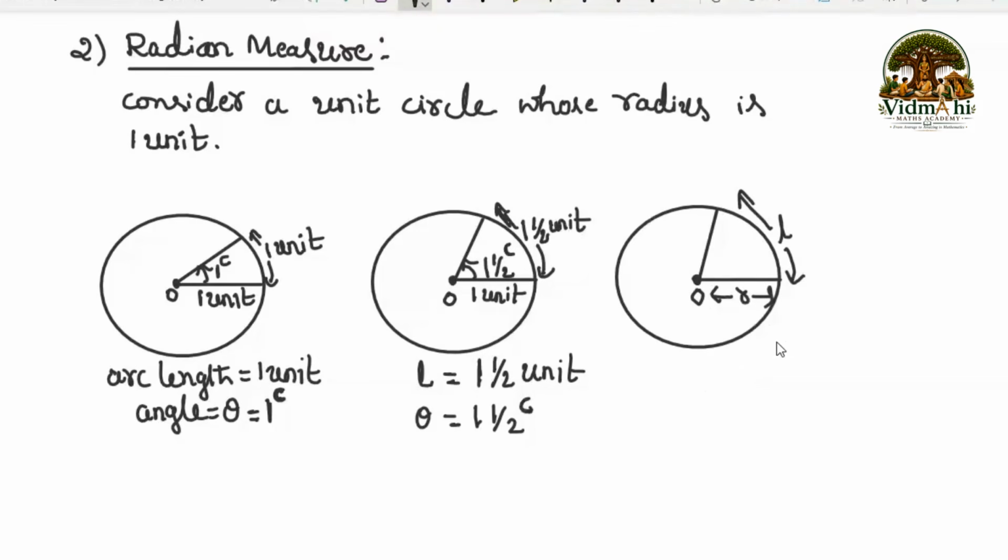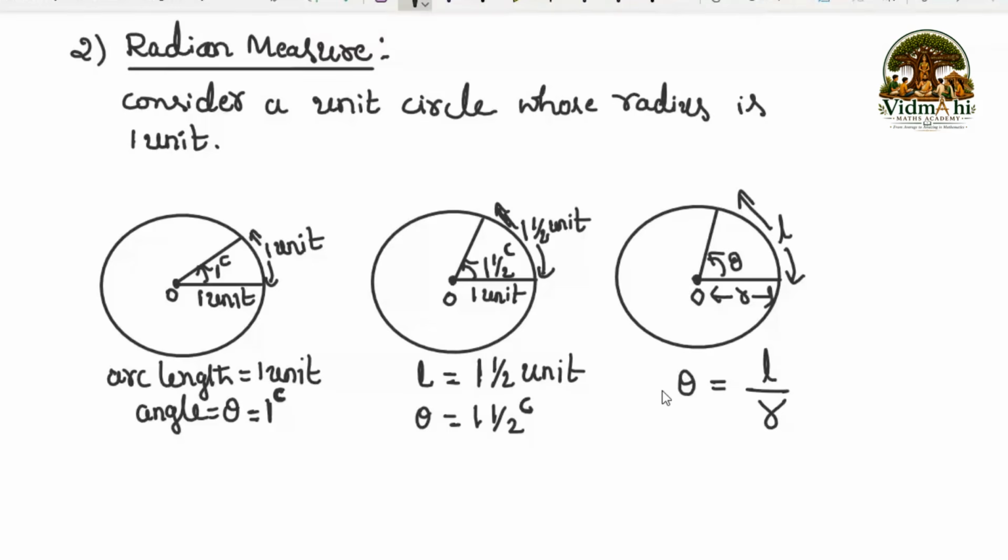Now there is a relation between arc length and the angle theta. So here the angle theta is equal to L by R. As the arc length changes, the angle also changes.